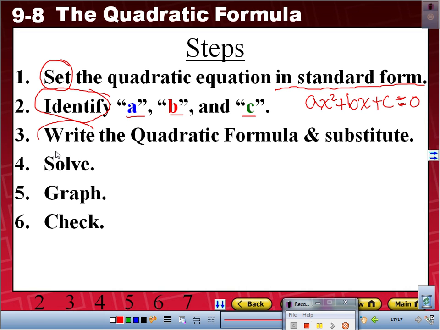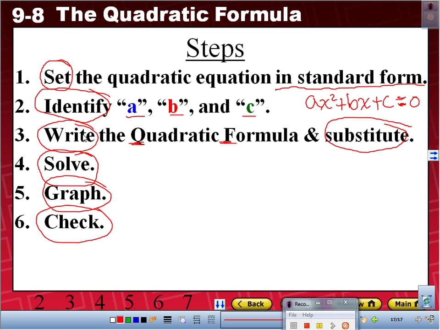Step 3, write and substitute. For short, just write QF, underline QF, quadratic formula. In our last 3 steps, solve, graph, and check. Fairly simple steps. The only thing you need is to see the connection before we actually memorize it, and you're going to memorize it as we go. Okay? So what is the quadratic formula? Let's find out.